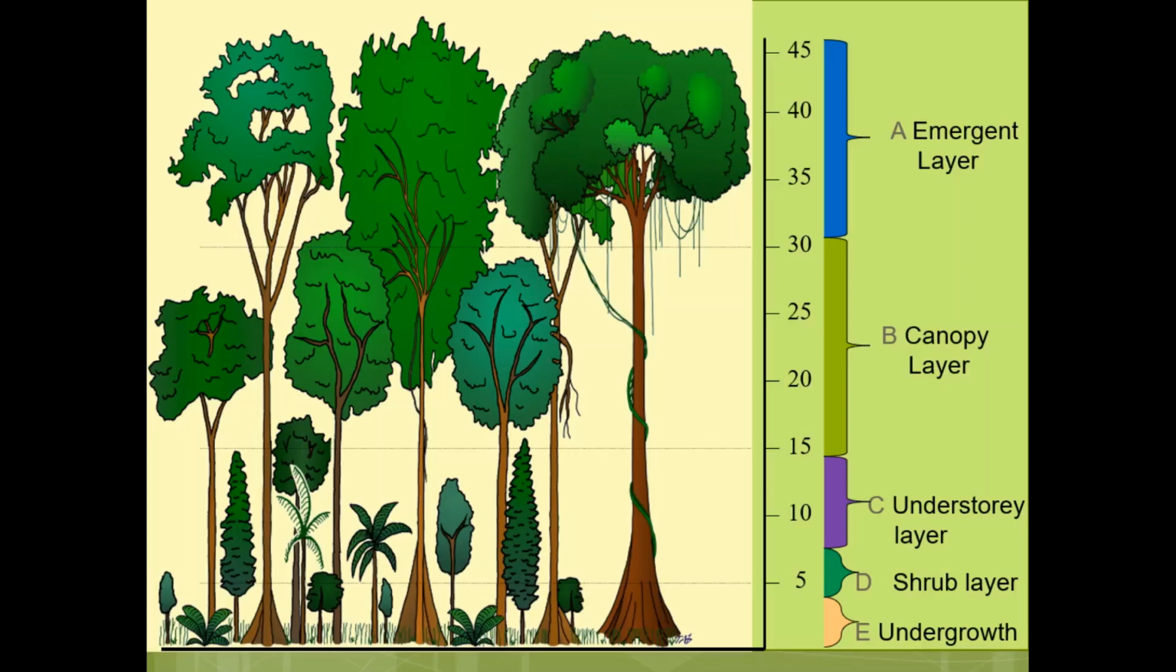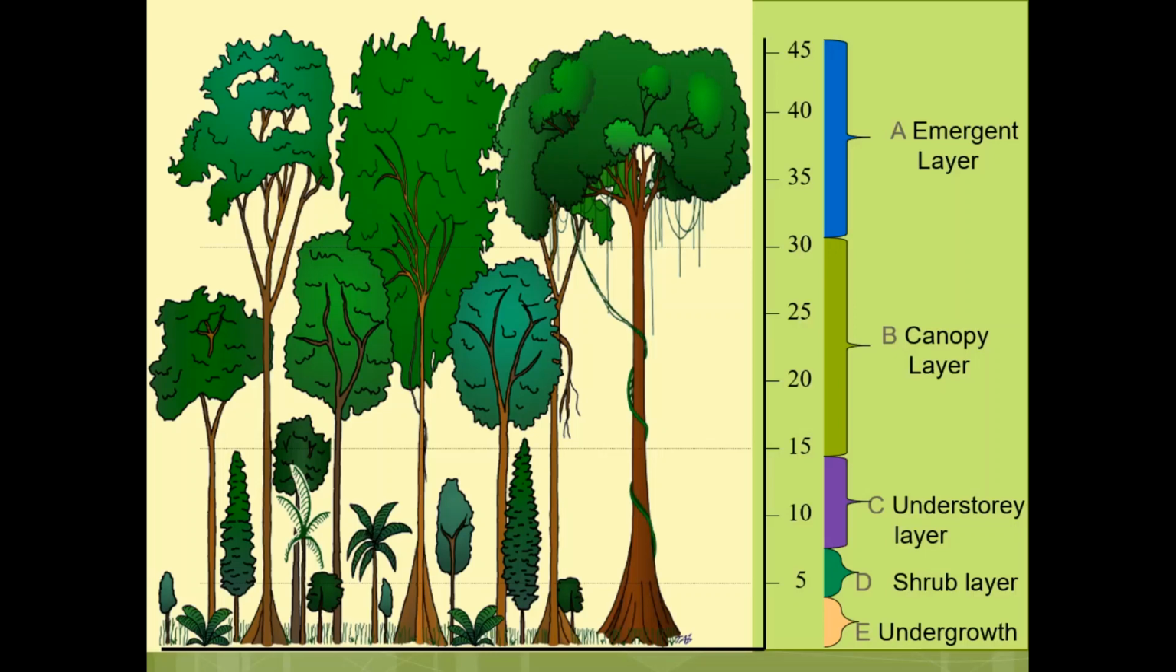Okay, now this is basically the structure of the forest. As you can see, there are 5 layers. The tallest layer is between 30 meters to 45 meters, and it is also known as the emergent layer. Between 15 to 30 meters is the canopy layer, and you can see that the trees here are shorter, obviously, than the emergent layer. Then we have 3 other layers, which are the understory, the shrub, shorter trees, and then the undergrowth.